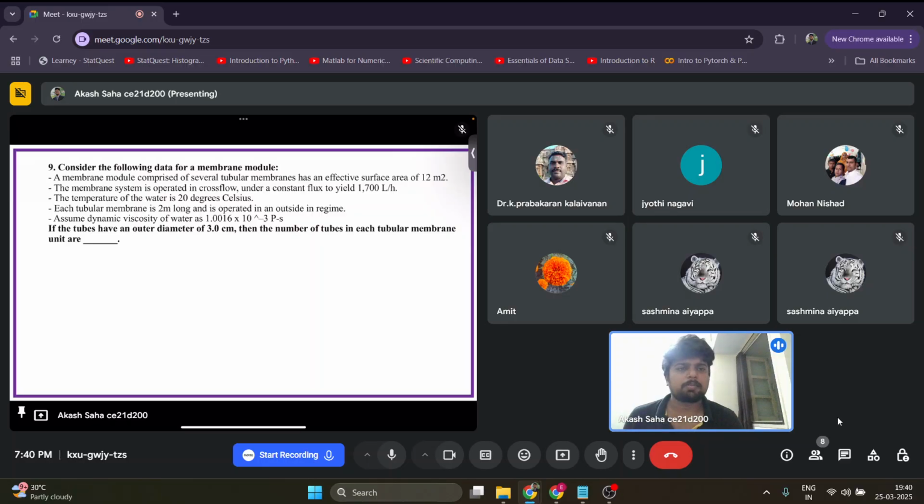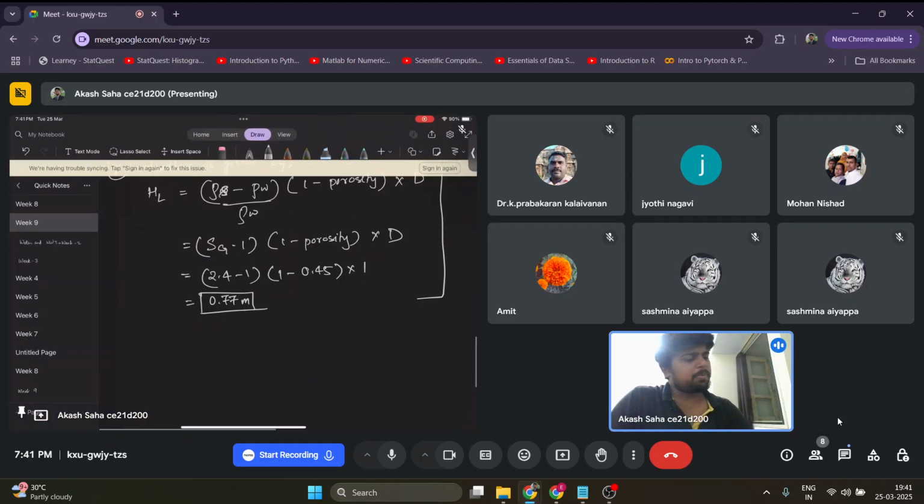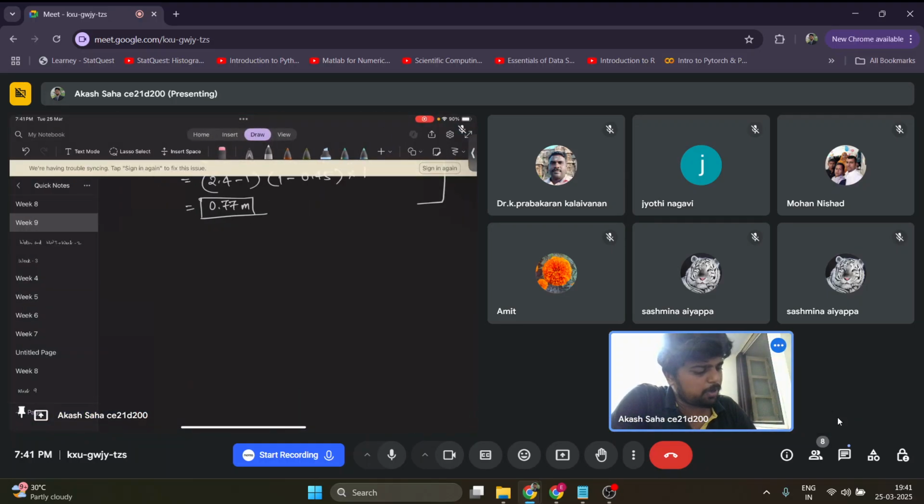So are you able to understand the problem? Can you visualize how these tubular membranes will look like? Or shall I explain? Any idea? Okay, I'll explain. Tubular membranes are nothing but in the shape of a cylinder. So suppose this is a cylinder. This type of membranes will be there.